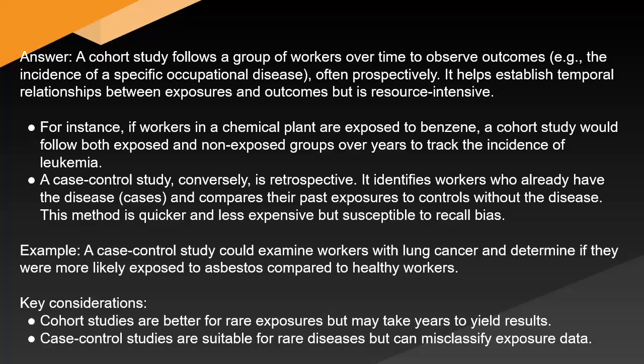A case control study, conversely, is retrospective. It identifies workers who already have the disease (cases) and compares their past exposures to controls without the disease. This method is quicker and less expensive, but susceptible to recall bias. Example: a case control study could examine workers with lung cancer and determine if they were more likely exposed to asbestos compared to healthy workers. Key considerations: Cohort studies are better for rare exposures but may take years to yield results. Case control studies are suitable for rare diseases but can misclassify exposure data.